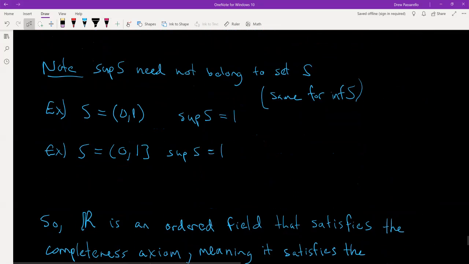Here are just some examples. The supremum doesn't have to belong in the set, and the same thing for the infimum. So if you have the open interval from 0 to 1, the supremum is going to be 1, but it's not part of the set since it's an open interval. The other example is open around 0 but closed around 1. In this case, this set contains its supremum. They have the same supremum of 1. One of them contains the supremum, one of them does not.